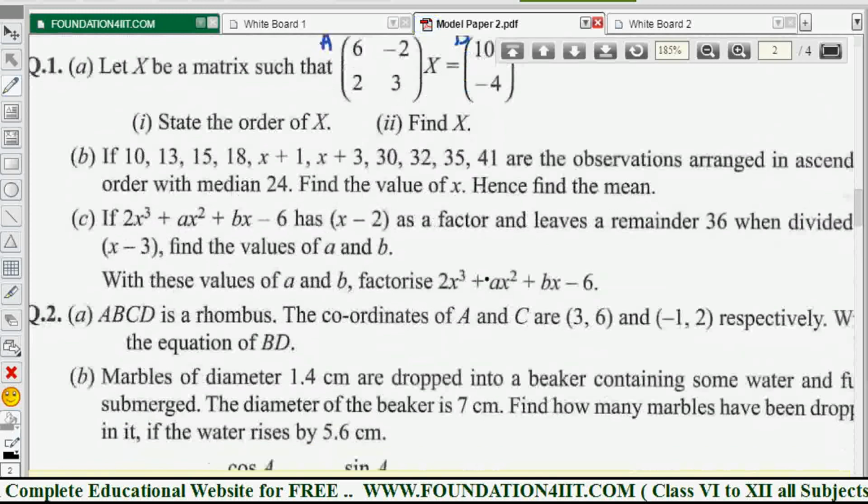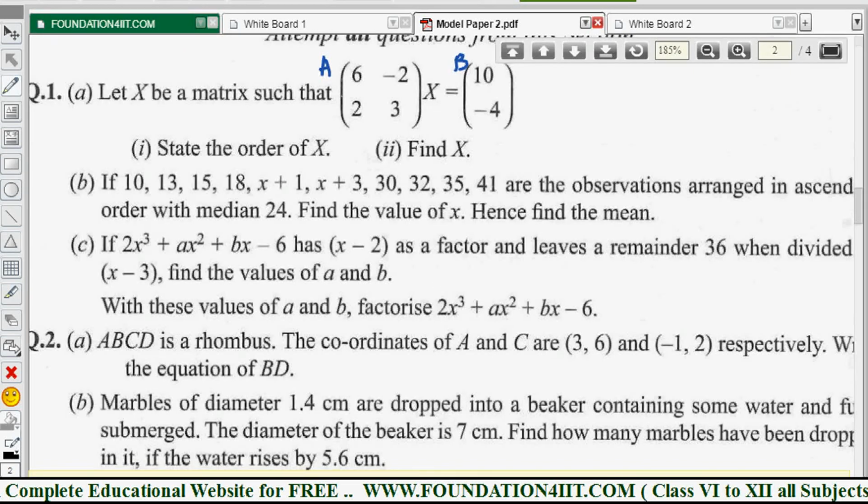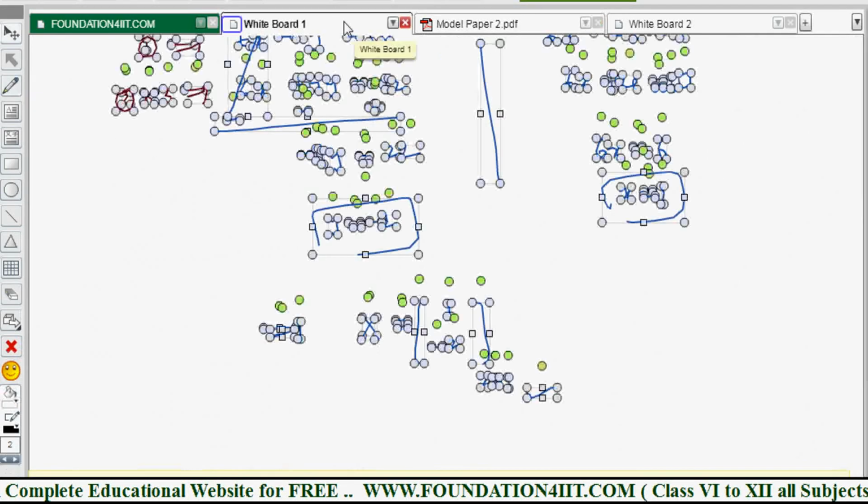Next, the third one. If 2x cube plus ax square plus bx minus 6 has x minus 2 as a factor and leaves the remainder 36 when divided by x minus 3, find the values of a and b. x minus 2 is a factor, and the remainder is 36 in the second case. So let's take the equation and solve.